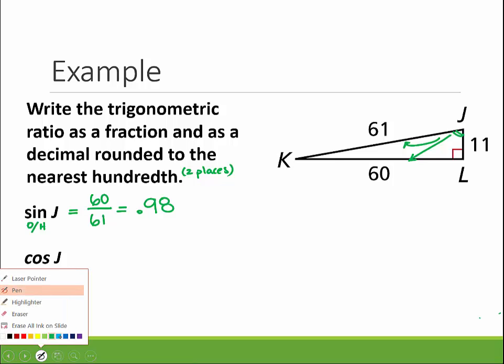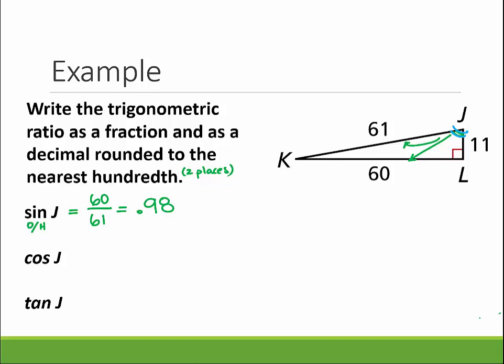Then we can do the same thing if we're looking for the cosine. So we're still talking about angle J here, but remember cosine is your adjacent side divided by the hypotenuse. So 11 over 61. So again, this is just a ratio. We could leave it like that, but they tell us to put it into a decimal. So this is about 0.18. And then finally, we've got to find the tangent. And remember, tangent is opposite over adjacent. So opposite is 60 over the adjacent side, which is 11. And then if we divide this, we end up with 5.45.